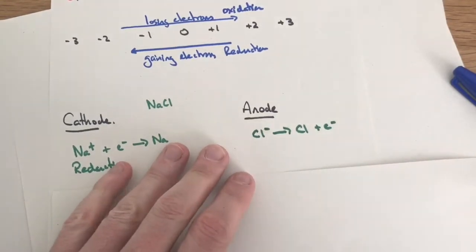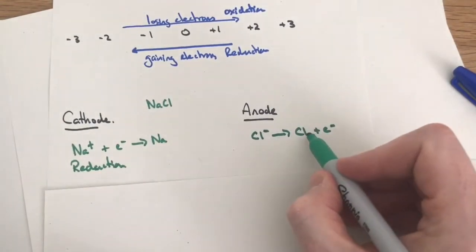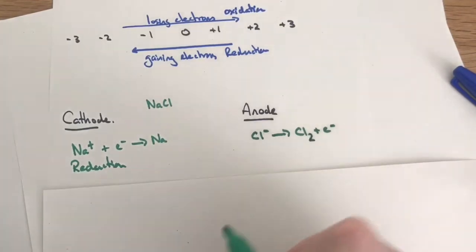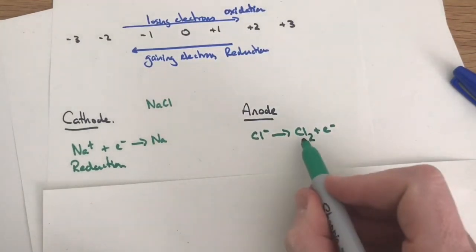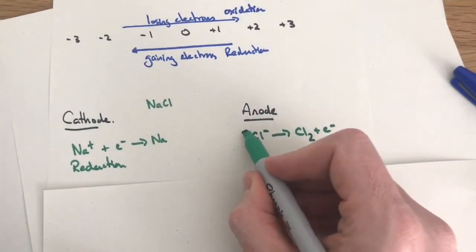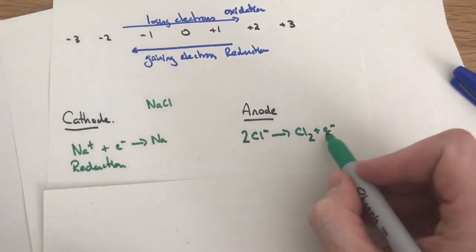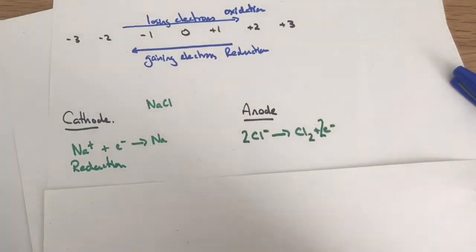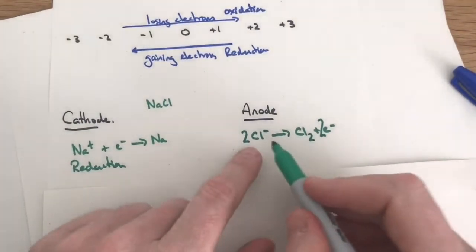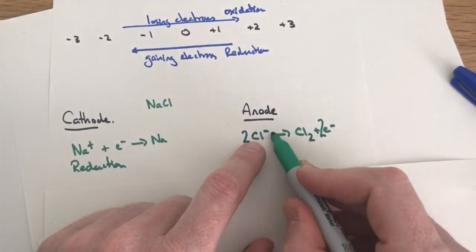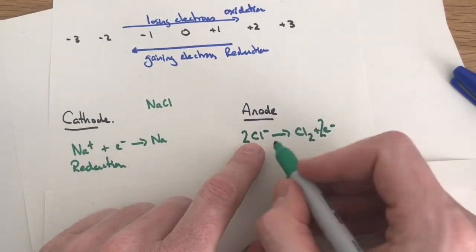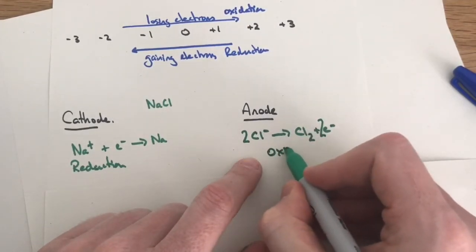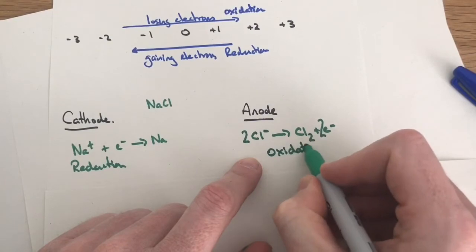Okay, you should remember that chlorine is diatomic, therefore I need Cl2. If I need 2 chlorines here, I need 2 chloride ions, and if I'm going to have 2 chloride ions, I will release 2 electrons. My chloride ion is losing electrons, therefore this process is oxidation.